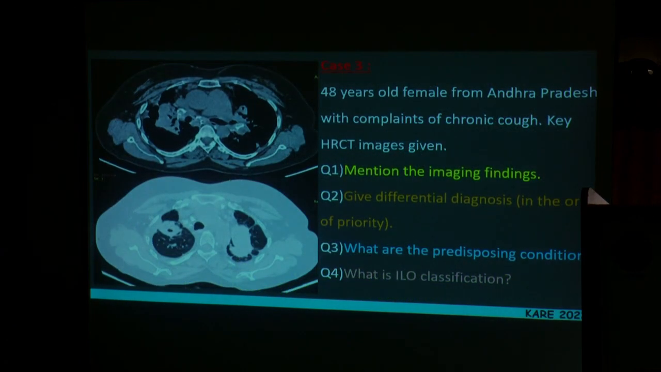So this is a third case. A 48-year-old female from this location with chronic cough. I have given the key HRCT images. This is a spotter, I suppose. What do you see here? Eggshell calcification of nodes. What is this?